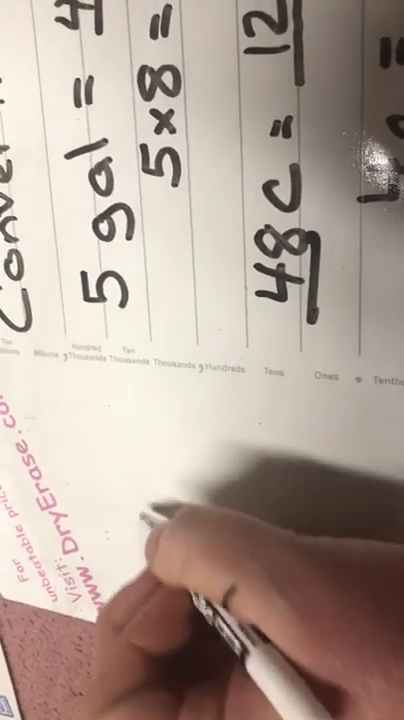Now, you're going to get something that looks like this. And this measurement was not included. 128 fluid ounces equals blank pints. Let me clear this off a little bit.